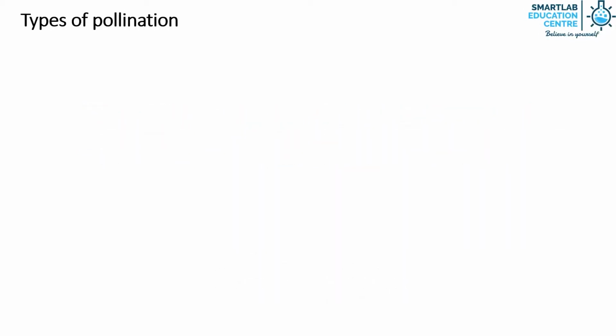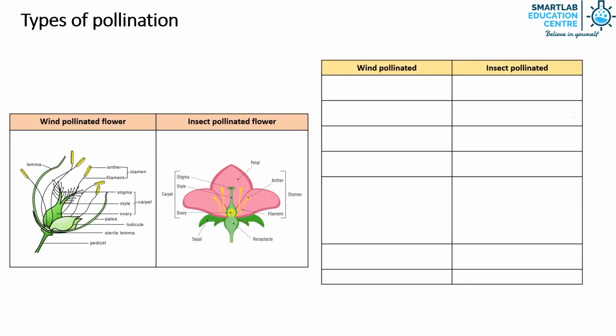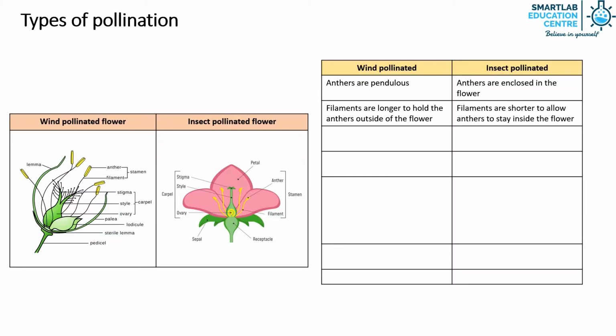Let's start by looking at the differences between wind-pollinated flowers and insect-pollinated flowers. In wind-pollinated flowers, the anthers are pendulous. But in insect-pollinated flowers, the anthers are enclosed in the flower. The filaments of wind-pollinated flowers are longer to hold the anther outside of the flower. But the filaments of insect-pollinated flowers are shorter to allow the anthers to stay inside the flower.